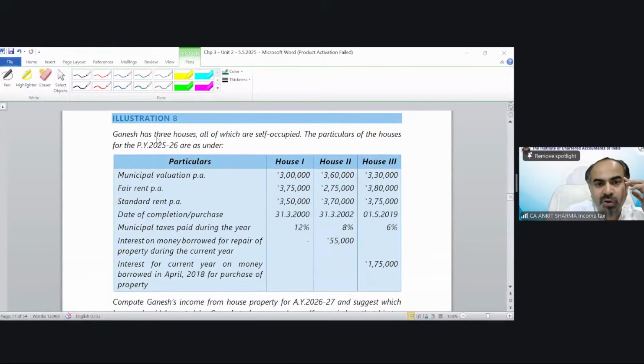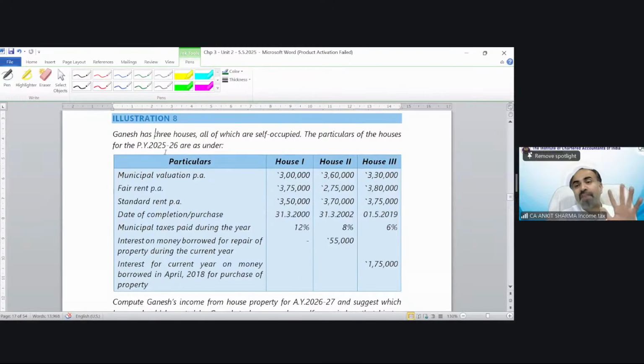Suppose there are 5 self-occupied houses, then how many combinations would it be? 5 combinations. So the number of houses is the number of combinations you have to make. If there are 5 houses, you take house 1 as deemed let out, then 4 self-occupied. Then house 2 deemed let out, remaining self-occupied. So exactly the number of houses is the number of combinations.